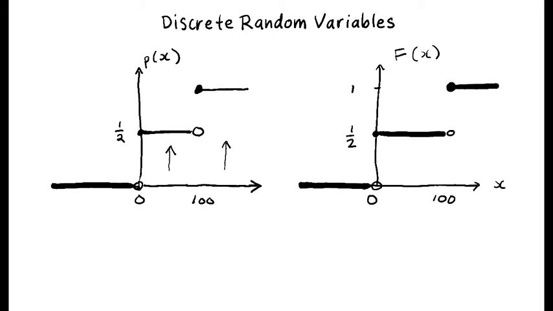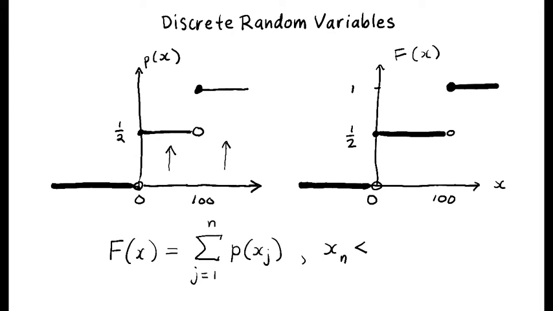Using some technical notation, we can describe what we've just done as follows. The cumulative distribution function, evaluated at some lowercase x value, is equal to the sum from j equals 1 to n of the probability mass function at lowercase xj, when lowercase x is no less than x sub n, but is strictly less than x sub n plus 1.